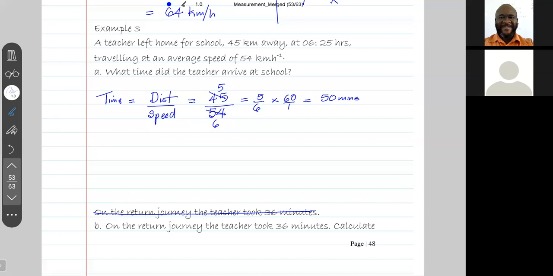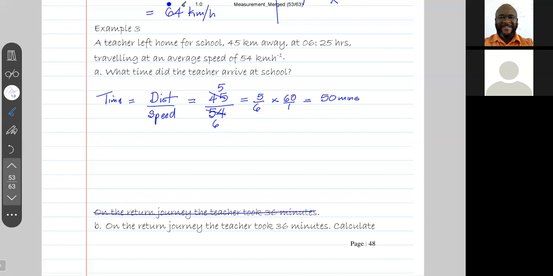So the time of this journey would be equal to the distance divided by speed. I work it down to get 5/6 of an hour, and 5/6 of an hour is 50 minutes. Why 5/6 of an hour? Because remember, if the unit of speed is kilometers per hour, the unit of time you get or use in your calculation will be in hours only. And to convert hours to minutes, you simply multiply by 60.